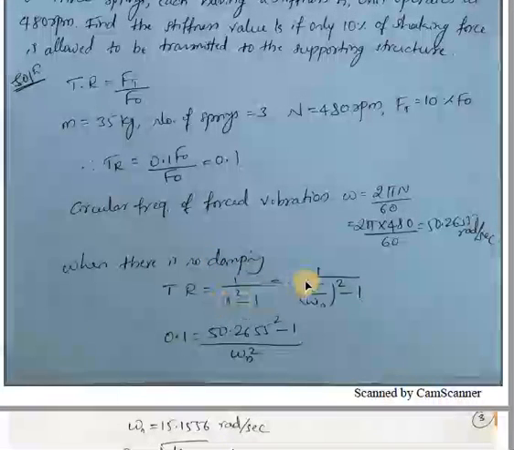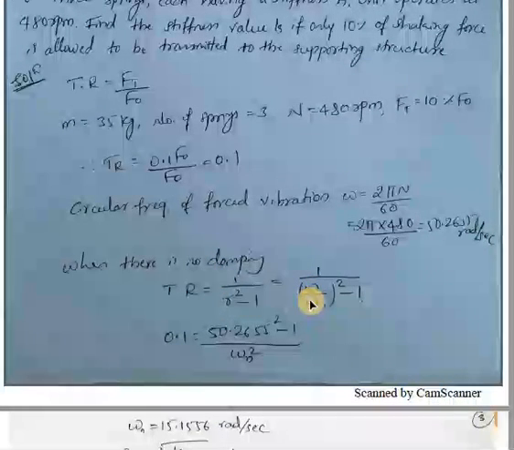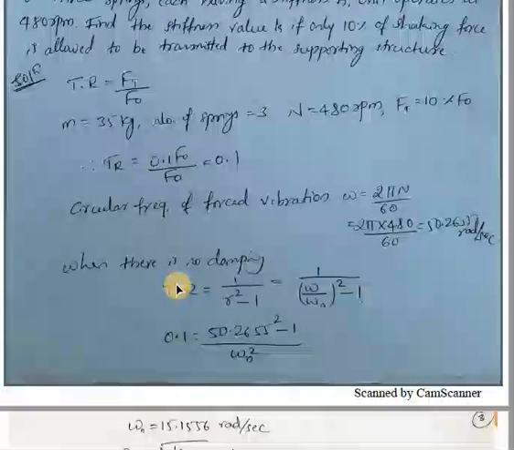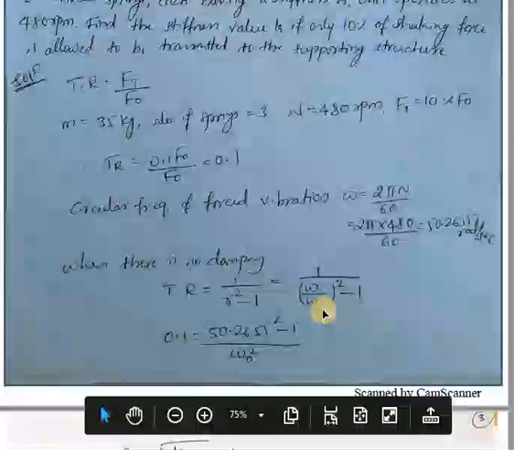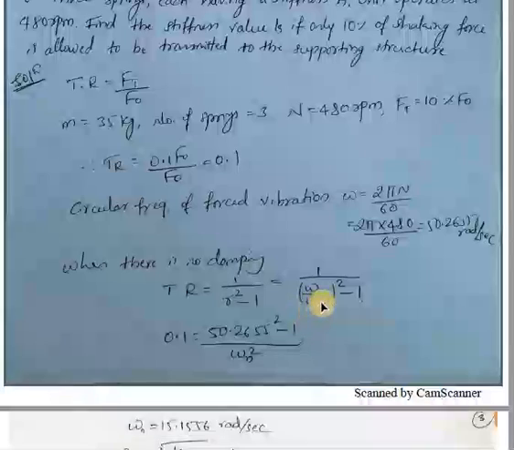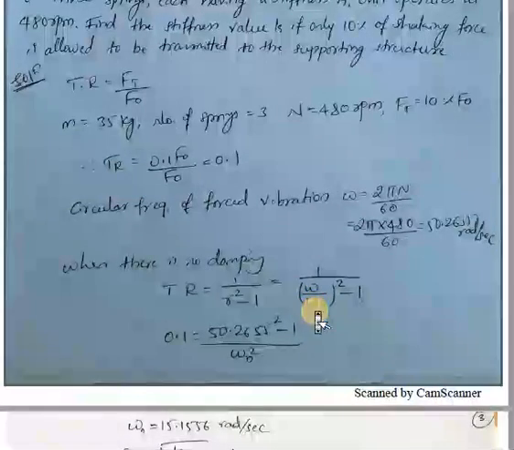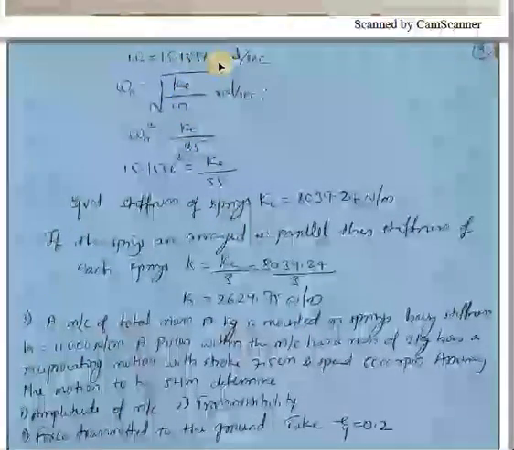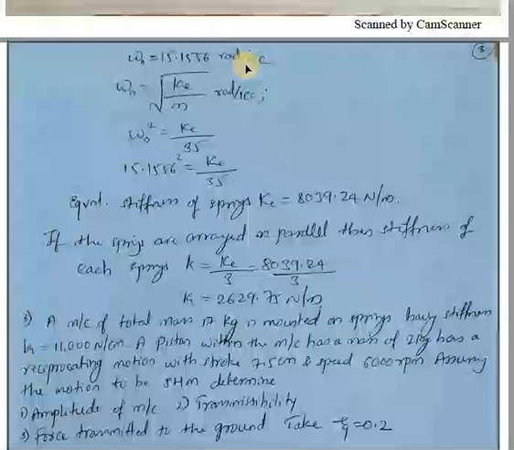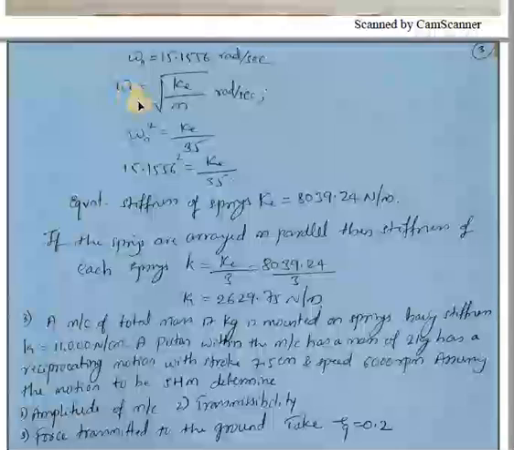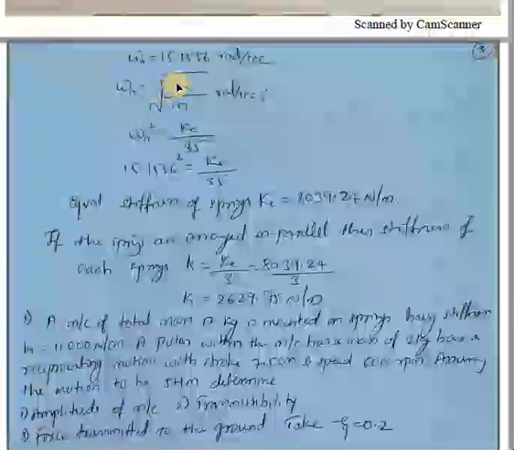Where r is (omega by omega n) whole square. If you substitute in this equation, you know omega and you know the transmissibility ratio, but you don't know omega n. So you have to use this equation to determine the value of omega n. If you simplify for omega n, you will get omega n as 15.1556 radian per second.